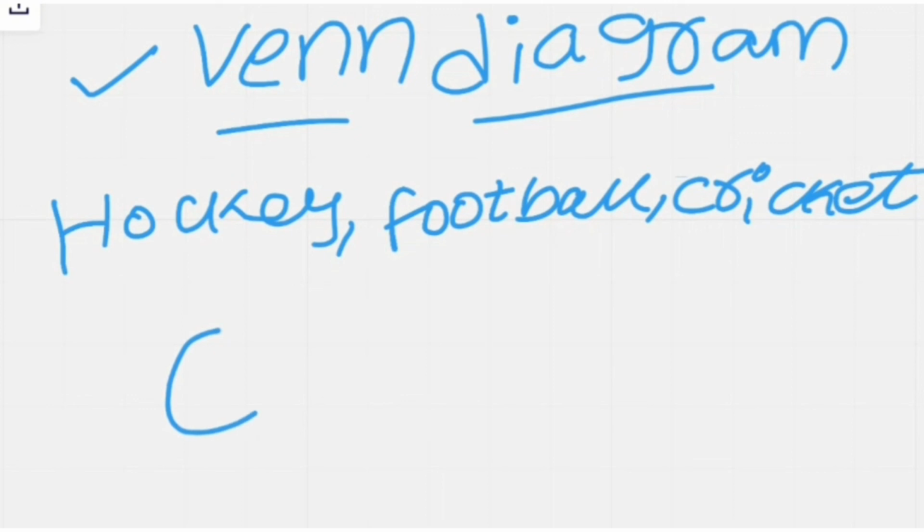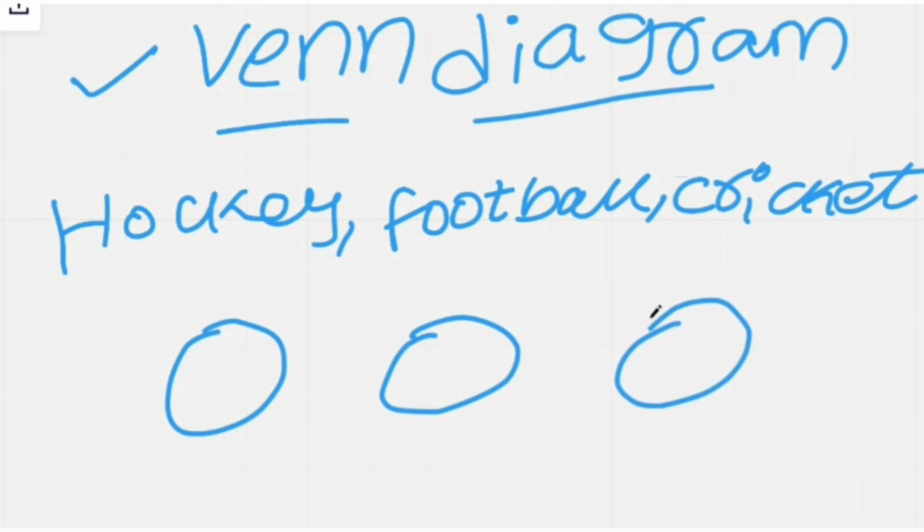Hockey is a separate sport, I drew it like this. Football is a separate sport, I drew it like this. Cricket is a separate sport, I drew it like this. This is the exact Venn diagram for the question they have given: hockey, football and cricket. So this is it. I have explained 5 examples that were given in previous year question papers. I hope you take more and more examples and practice this topic.